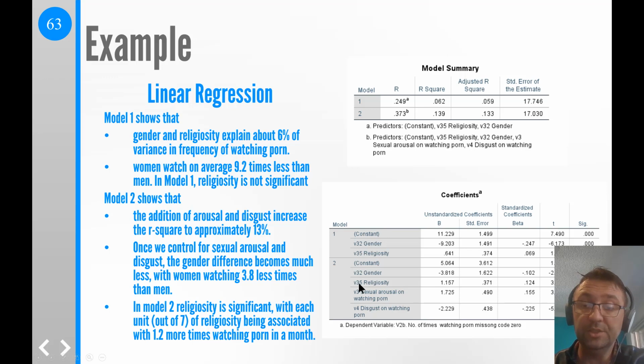And so remember that religiosity is measured on a 1 to 7 scale. So for each 1 to 7 unit of religiosity, someone will watch approximately 1 more time per month. Why? I've got no idea. And why does it become significant once we control for these other factors?